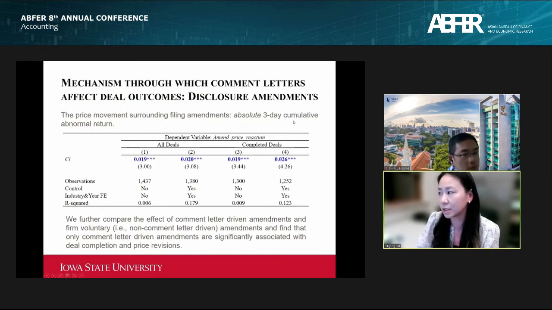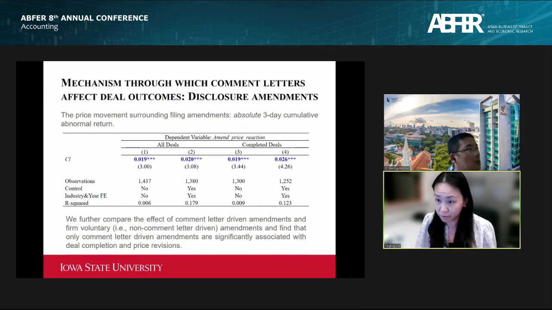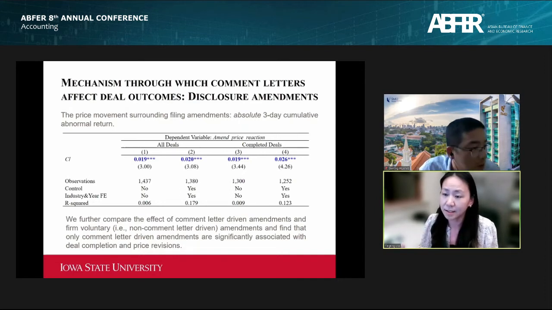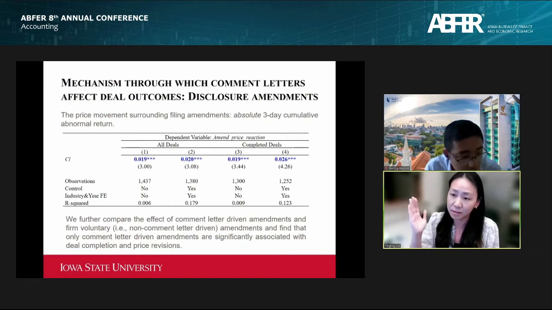The dependent variable here is the absolute return, which we intend to capture the price movement, either positive or negative, because positive information is likely to induce positive price movement, and negative information, as we show in the previous slide, is also related to negative price revision and can induce negative price movement. So we use the absolute value of price movement to capture the information content in those amendment filings responding to the review process. And that's what we find. We do find significant price movement surrounding the amendment filing dates.